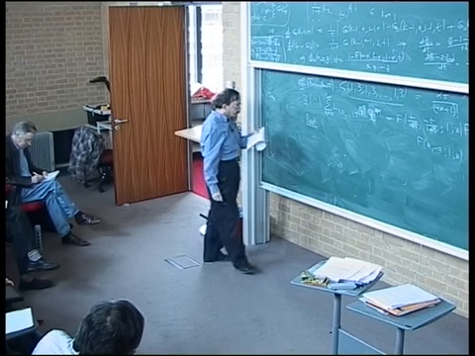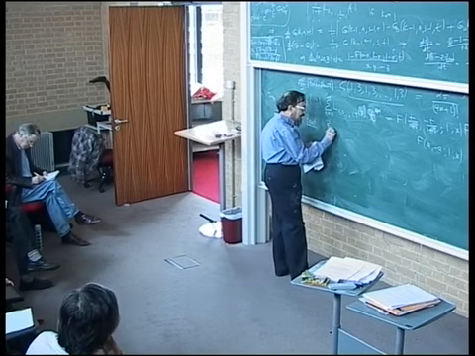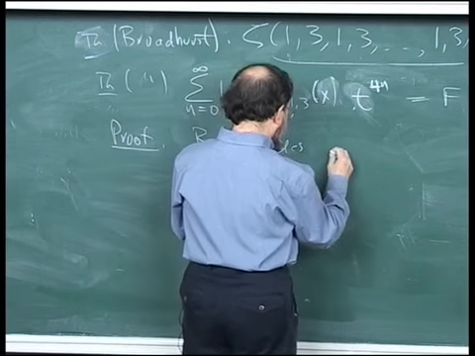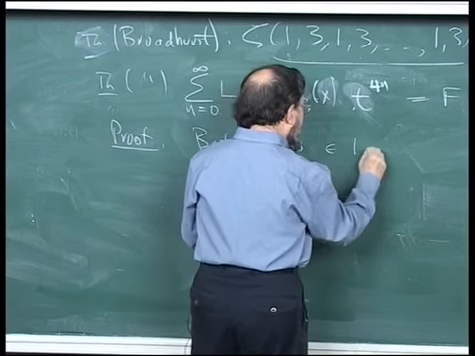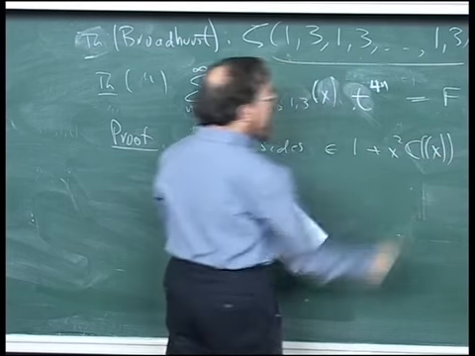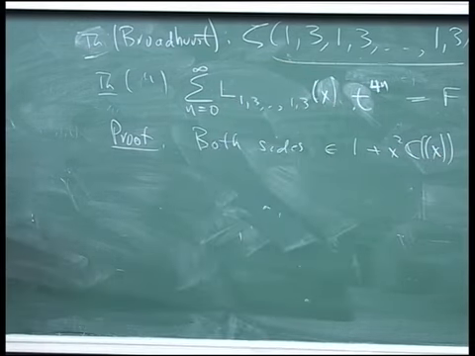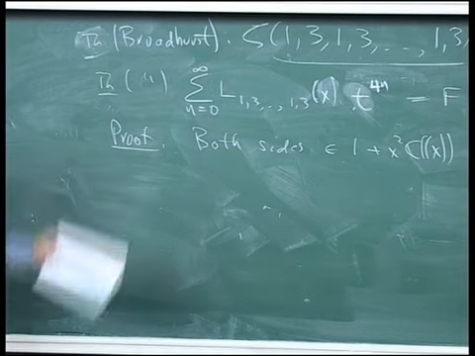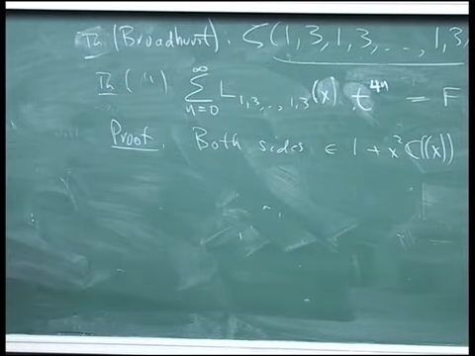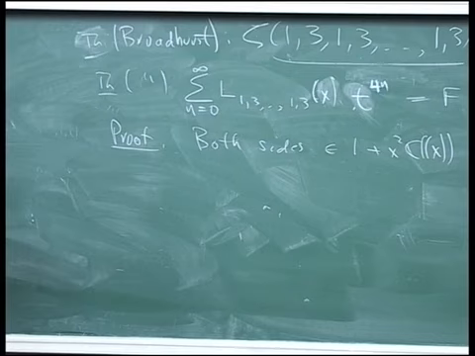So the proof is, this is going to be 1 line, but you have to think of it, you see. So I'll write out the entire proof. Both sides belong to 1 plus x squared C[[x]]. So both of them are power series in x. I want to think of them as a power series in x, even though I've written in t, but remember this is also a power series in x. So they all start with 1.